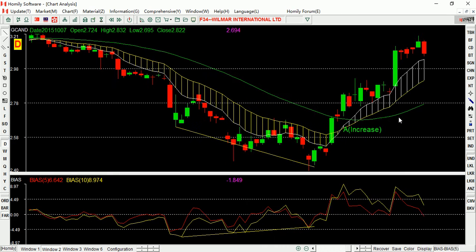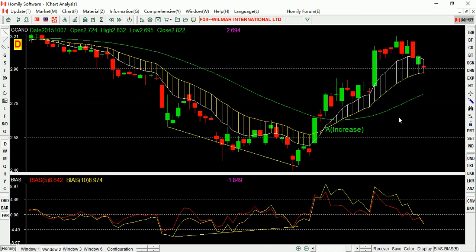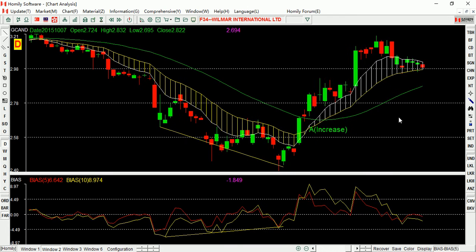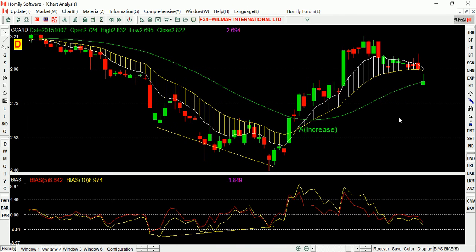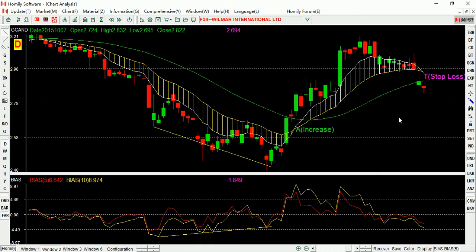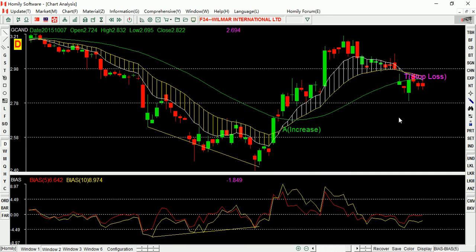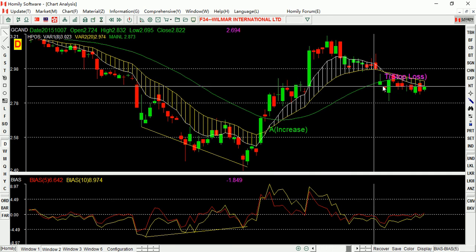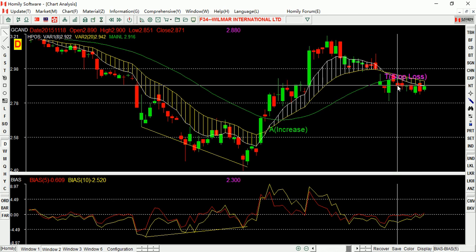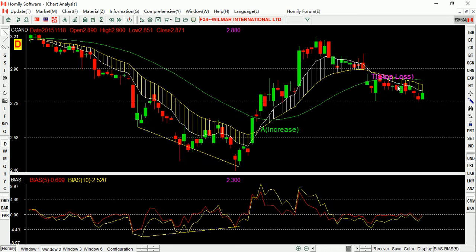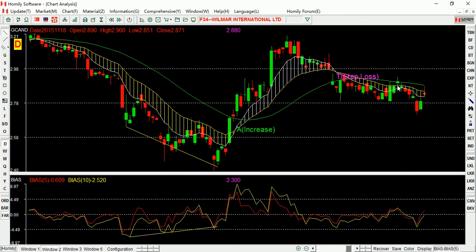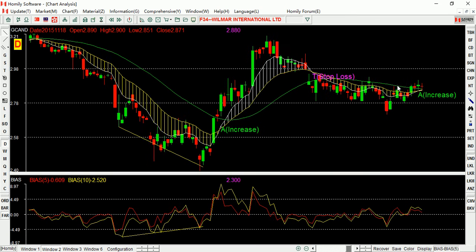Then you wait and see. Drop again. Then wait and see where the next buy point is. Drop again, right? The stop loss signal appears, but the green line is still up, right? So wait for 3 days. After 3 days, it's still down. You'd better sell here. Okay? Then the green line is down.